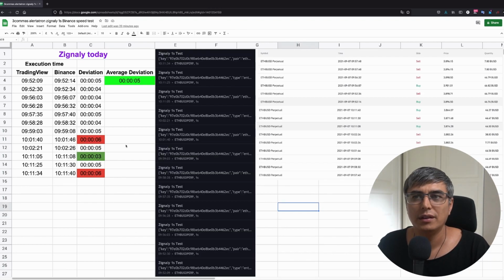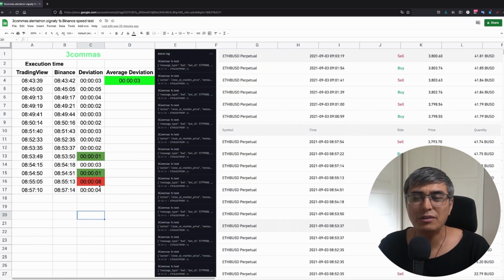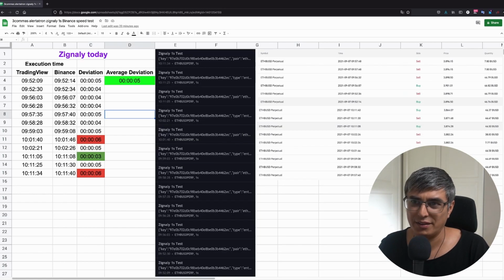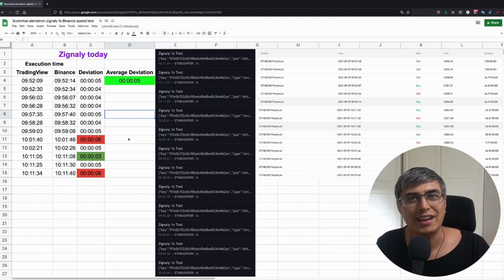Here we go. 0.5 seconds, which is not bad at all. As we can see, we have the slowest executed trade in 6 seconds, which is very impressive. So it is even more impressive than 3Commas. So this is the interesting part. It's much more consistent than every other service. So this was mind-blowing, especially if you think that this is free.